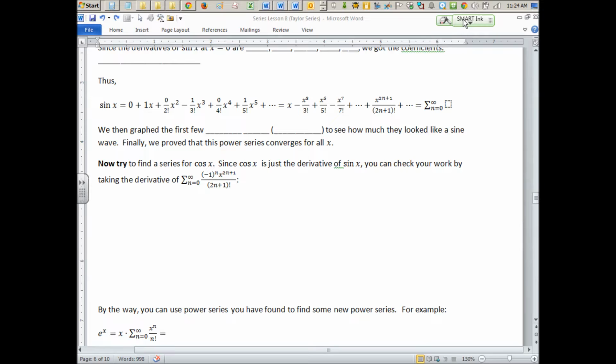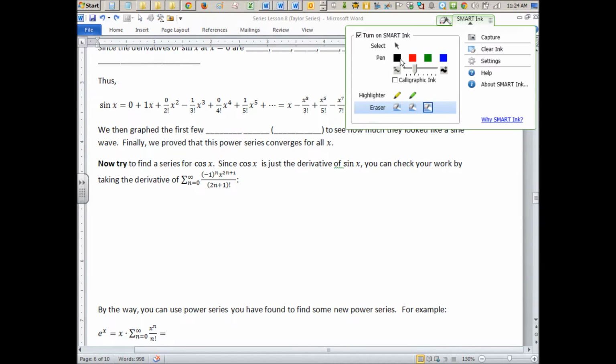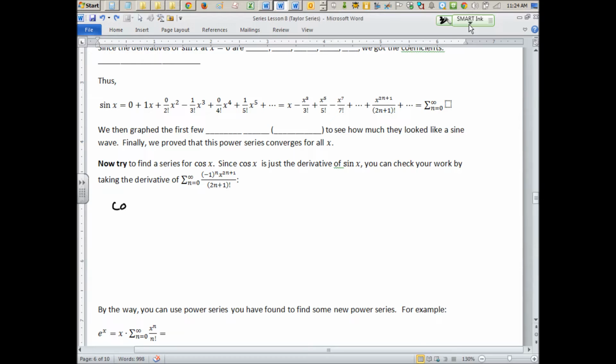How would you do cosine? It's exactly the same game. All right? So you would start with the assumption that cosine of x is cosine of 0 plus, what's the derivative of cosine? Negative sine. Negative sine of 0 over 1 factorial times x to the first, plus, what's the derivative of negative sine? Negative cosine. Okay, so negative cosine 0 over 2 factorial x squared.